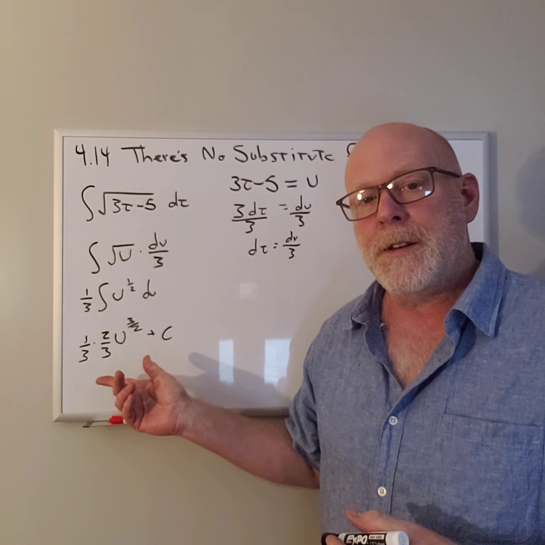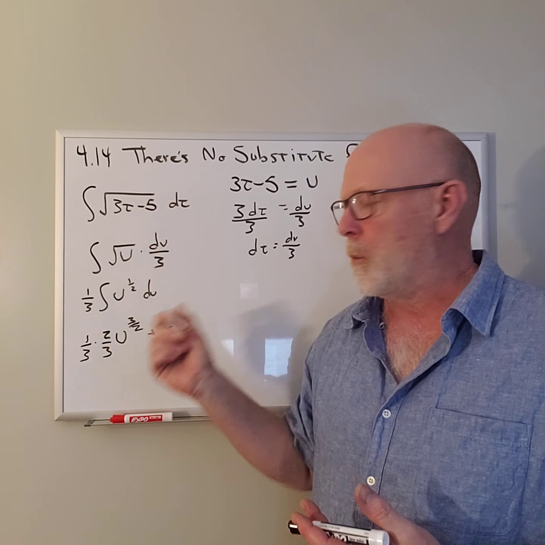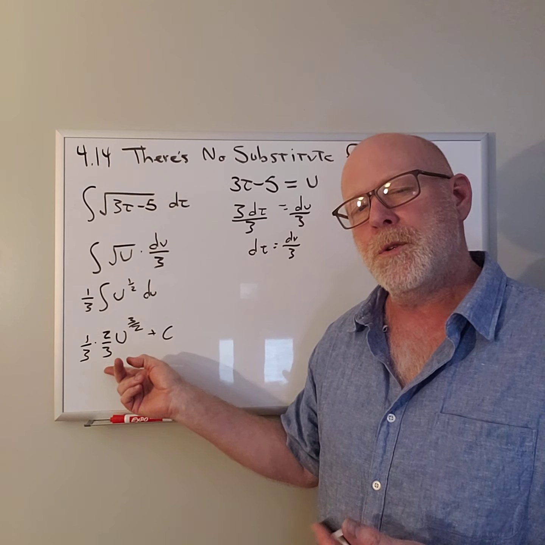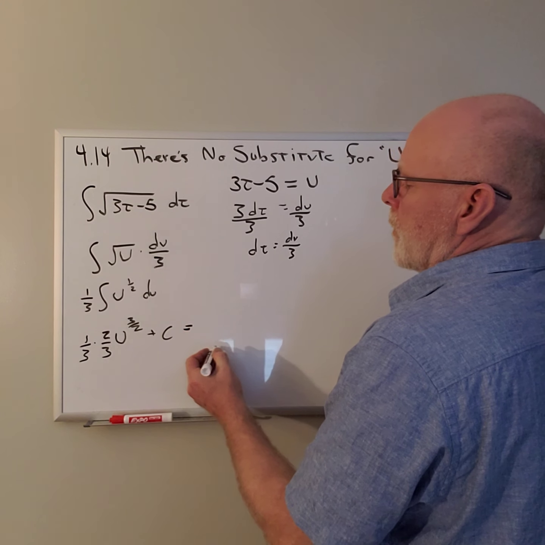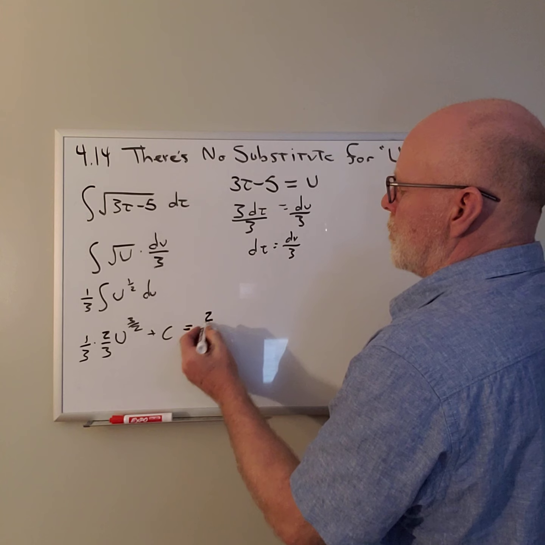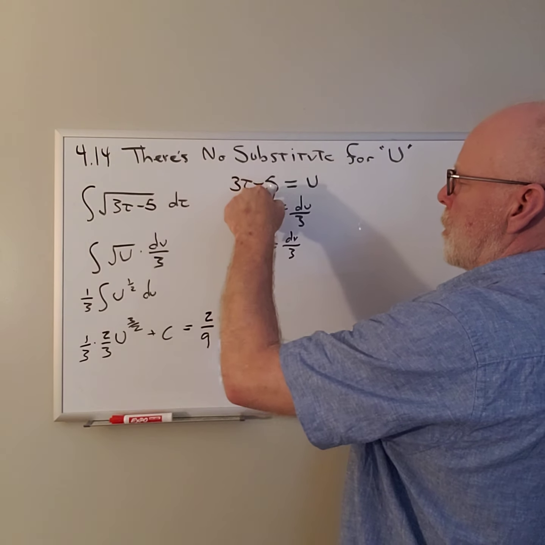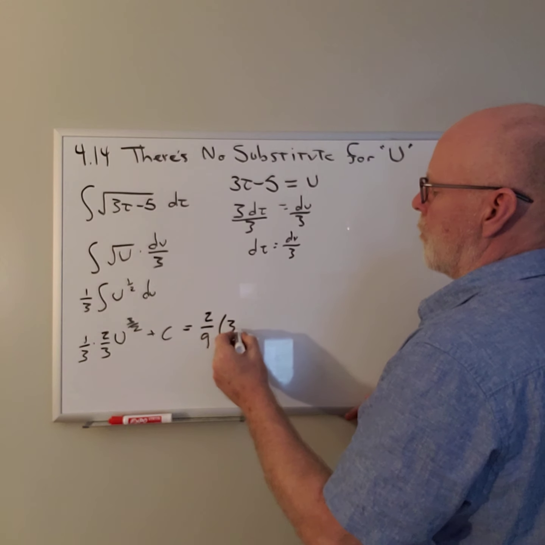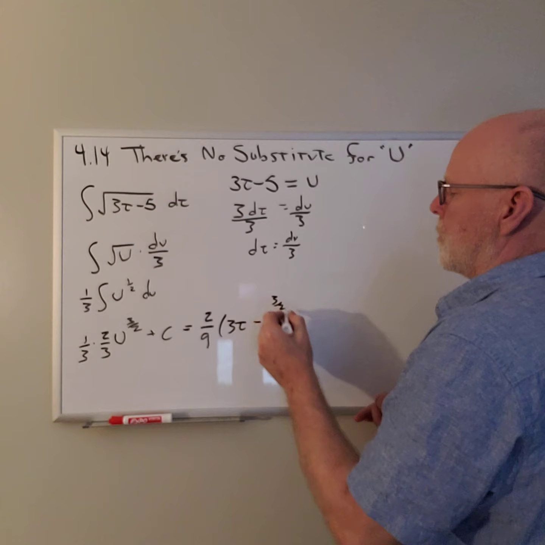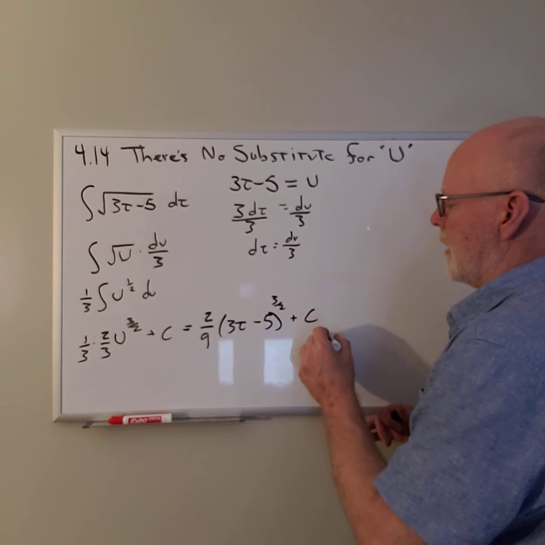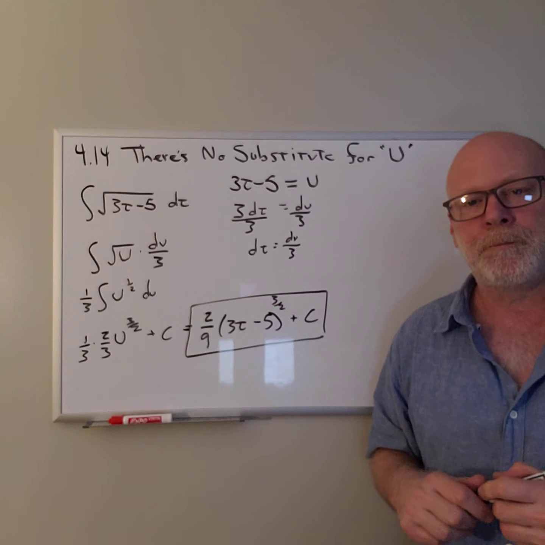Now, we're obviously not done because we had a problem in terms of t. We didn't have a problem with u's in it, so our solution can't have u's in it either, but the rest is really easy. 1/3 times 2/3 is going to be 2/9. And u, we know, represents 3t minus 5. So we're just going to replace the u with the 3t minus 5 to the 3/2 power plus c. And we're done with that.